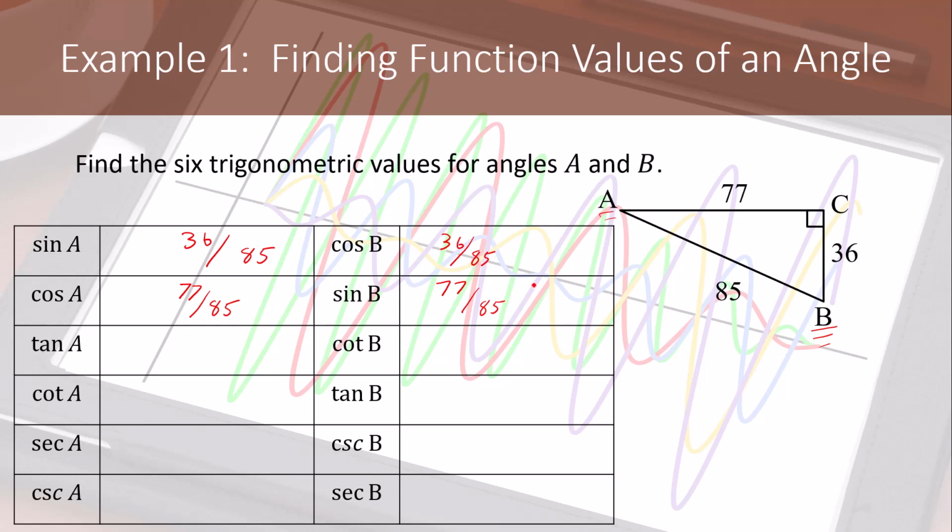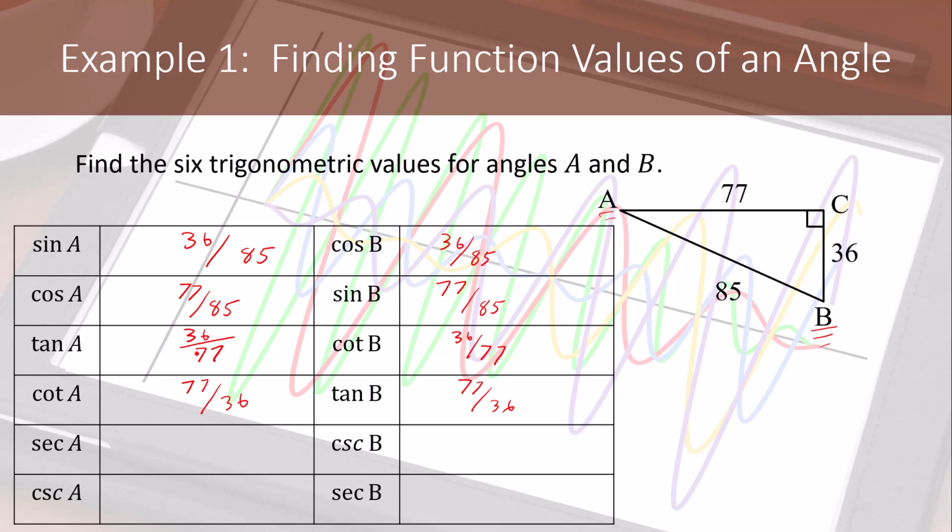Okay, tangent of A, well, that's going to be the side opposite of A, which is 36, divided by the side that's adjacent to A, which is 77. And then the cotangent of B is going to be the side adjacent to B, which is 36, divided by the side opposite to B, which happens to be 77. And of course, then we can use the exact same type of thinking to figure out everything else. Cotangent of A is going to be the reciprocal of this, so that's going to be 77 over 36. Of course, tangent of B is going to be the reciprocal of cotangent, 77 divided by 36.